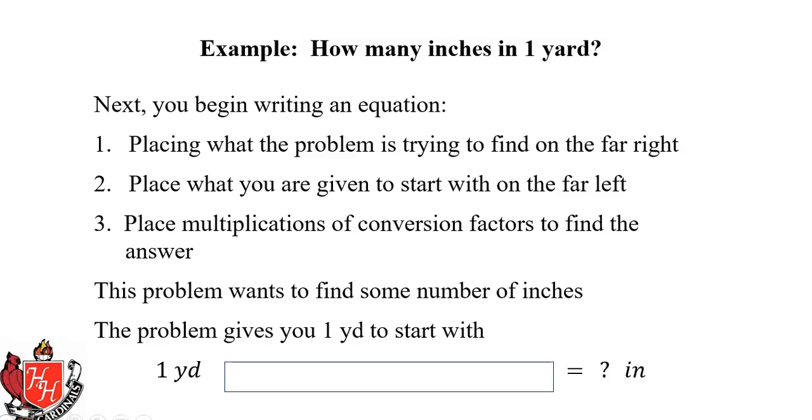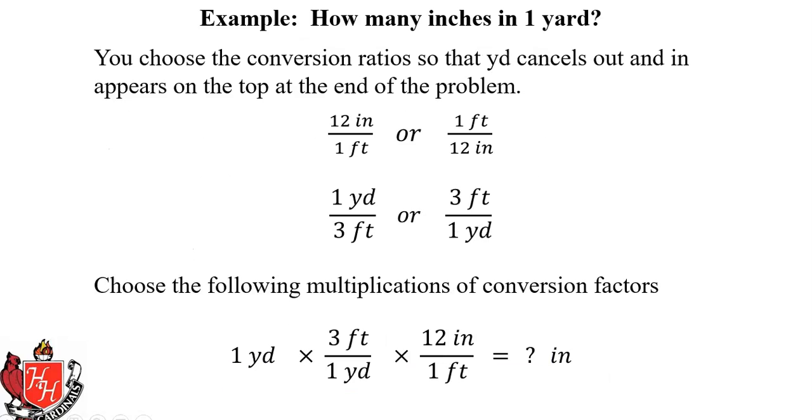And so you place multiplications of the conversion factors to find the answer. So the problem wants you to find some number of inches, and it gives you 1 yard to start with. So it looks like what you see down there on the bottom. You start with 1 yard over on the left, and over on the right, it's some number of inches that you want to end up with for your final answer. So you choose the conversion ratios so that yards cancel out because you don't want yards in your final answer, and inches appears on the top at the end of the problem because you want inches to appear in your final answer. So you have these 4 conversion factors to choose from.